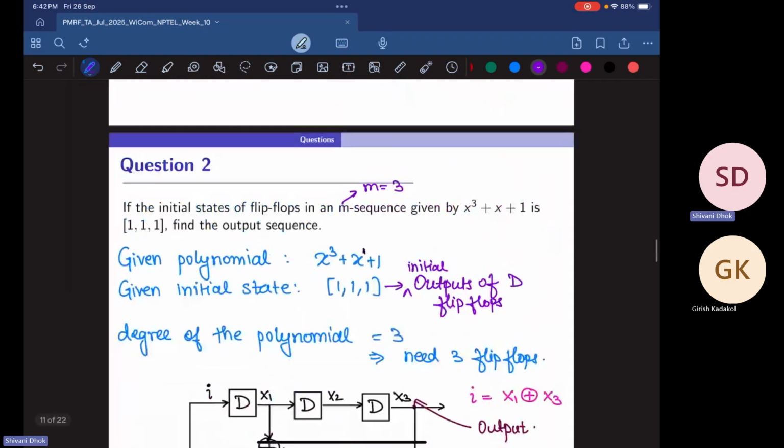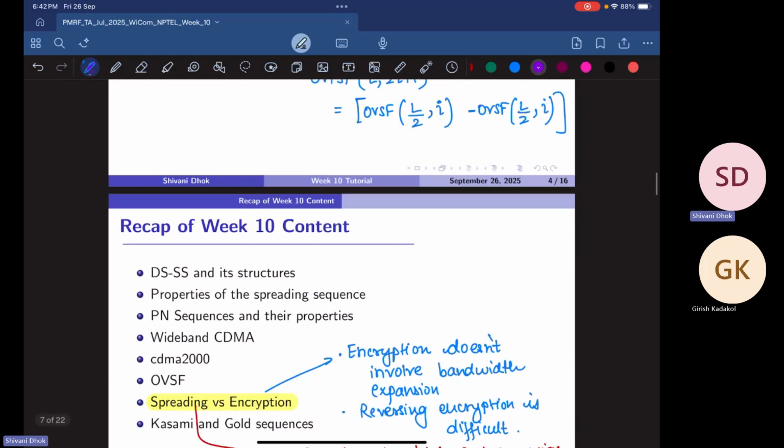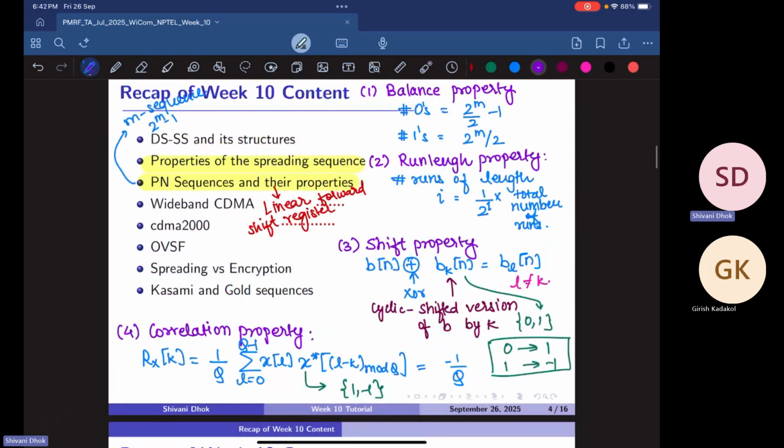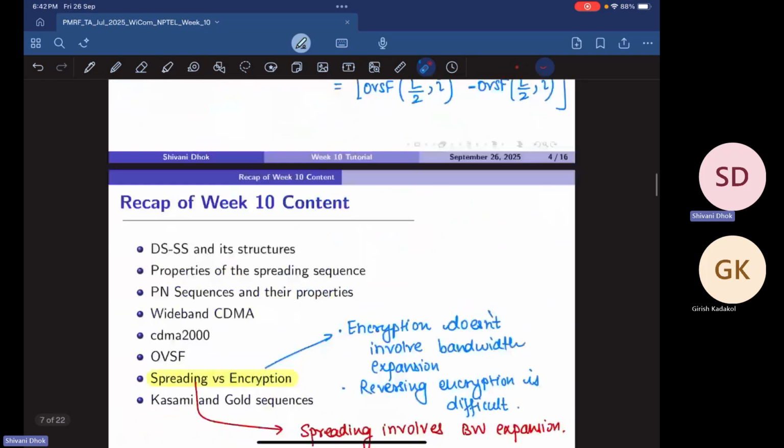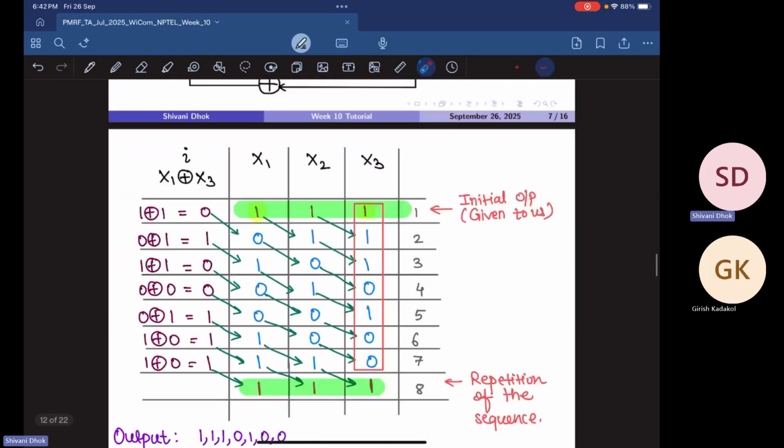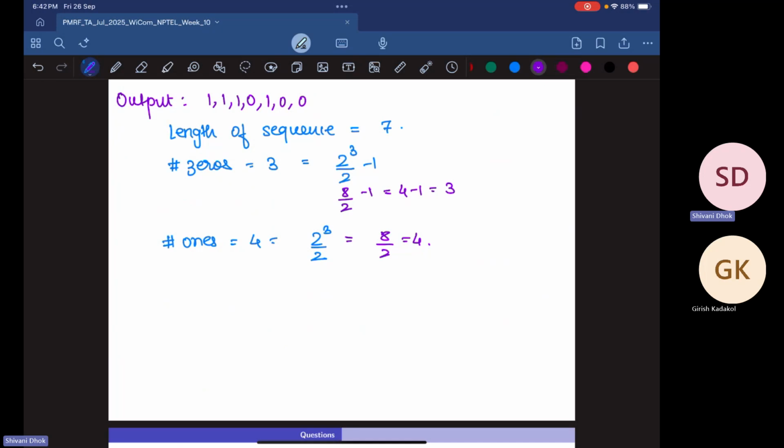Now this we had discussed earlier. This was basically our balance property. Okay, so therefore we can see that the balance property is satisfied. So this discussion is telling us that the balance property is satisfied. Okay, any questions till this point?